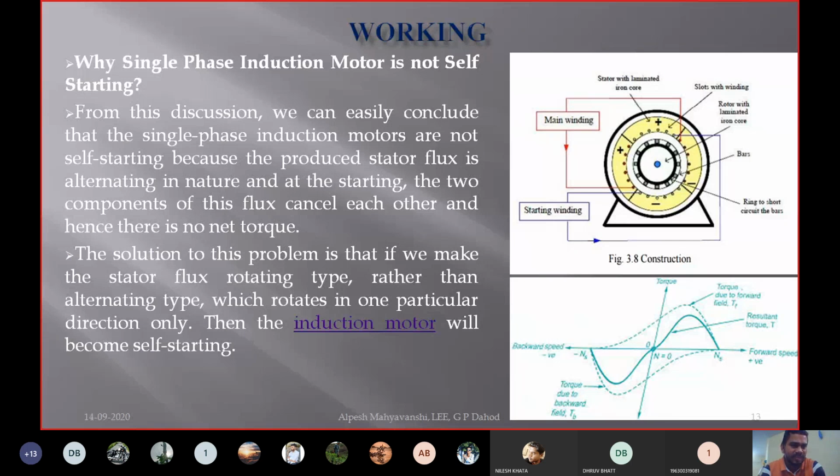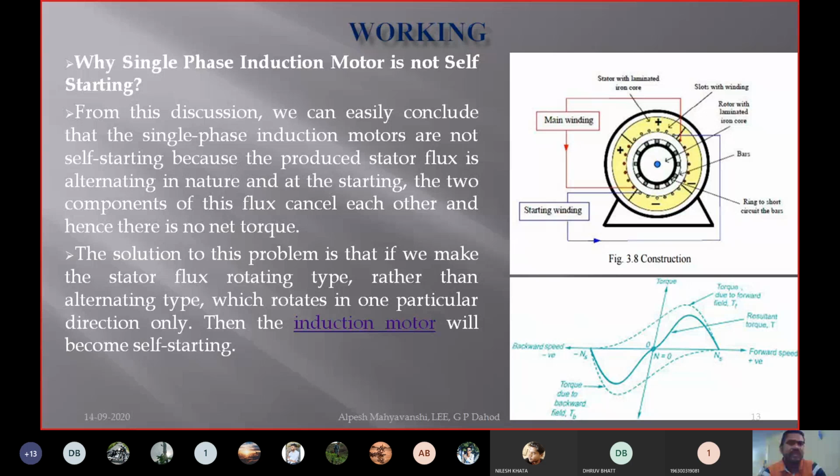So we have to split the stator winding into two windings, one is the main winding and the second one is the starting winding. By splitting into these two windings, we can produce the rotating magnetic field, and once the rotating magnetic field is produced, the flux rotates in only one direction. So there are no two components rotating in opposite directions. It rotates in a single direction, that means the flux acts on the rotor conductors and is able to rotate the rotor in a clockwise direction, or in the direction of the rotating magnetic field. So in this manner we can make the single phase induction motor self-starting.